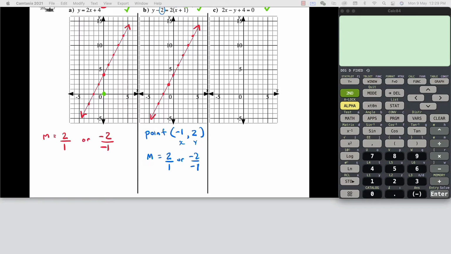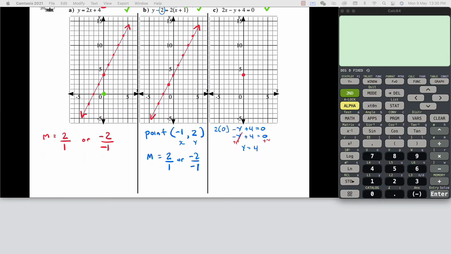So to figure out the y-intercept, I'm going to replace the x with 0. So essentially this becomes 2 times 0 minus y plus 4 equals 0. Now 2 times 0 is basically nothing, so that gets eliminated. I'm left with -y plus 4 equals 0. Now to solve for y, I'm going to add y to both sides, canceling it on the left, and I end up with y equals 4. So that is going to be my y-intercept at 4.